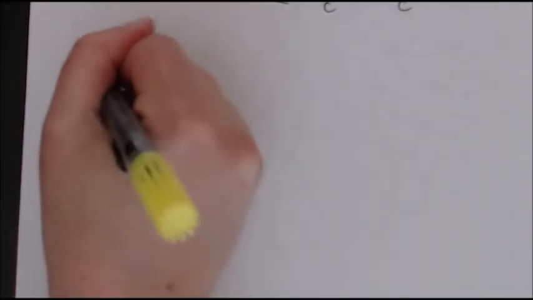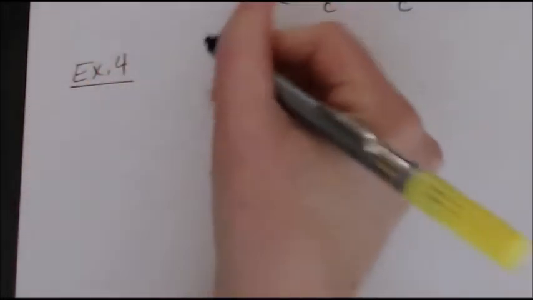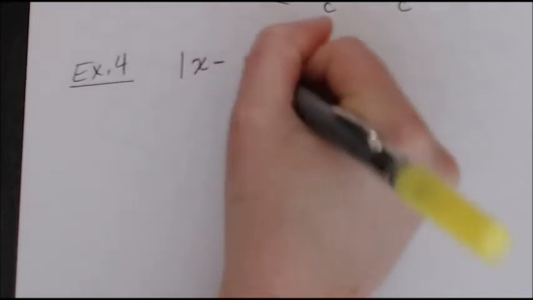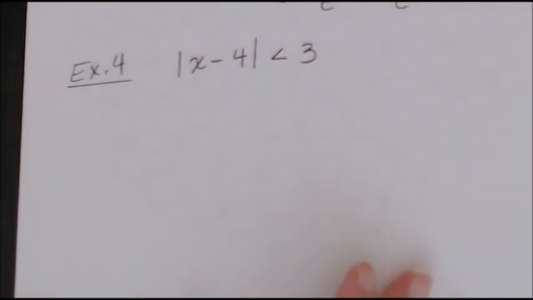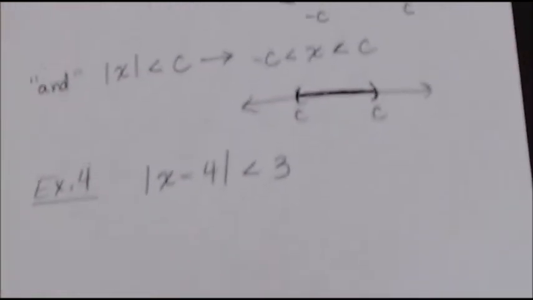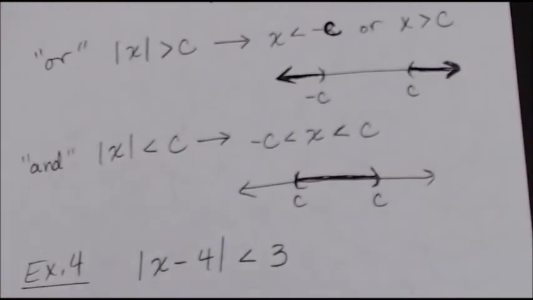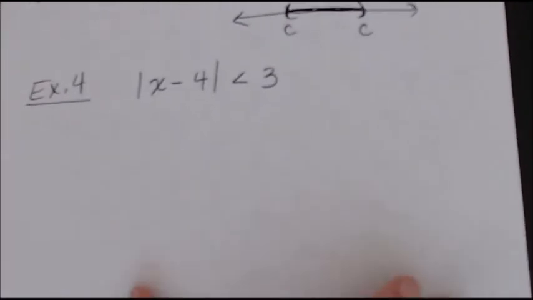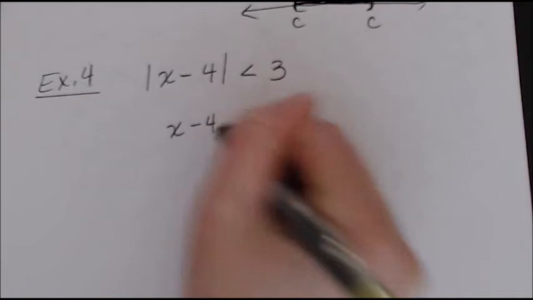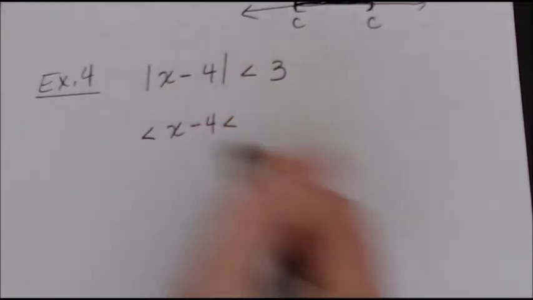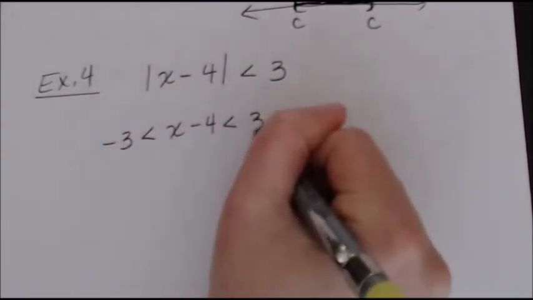So in this example, we have the absolute value of x minus 4 is less than 3. Okay, so this is a less than case. So think about which of the cases we just talked about. This expression in the absolute value is less than the constant 3. So we're looking at case 2 here. So to solve this, I'm going to drop the absolute value. I'm going to take what's inside, and I'm going to sandwich it between the negative 3 and the positive 3.